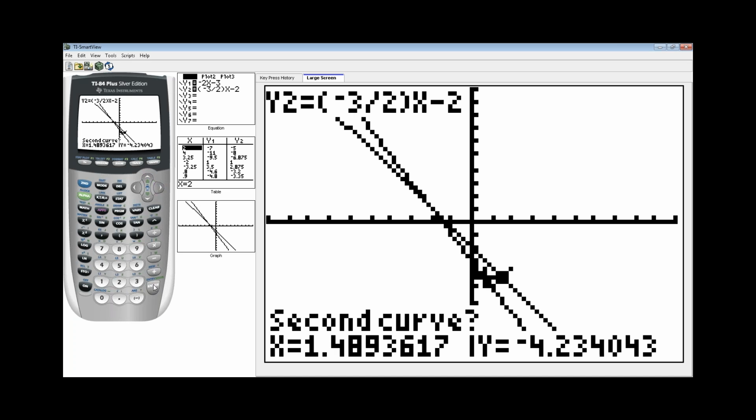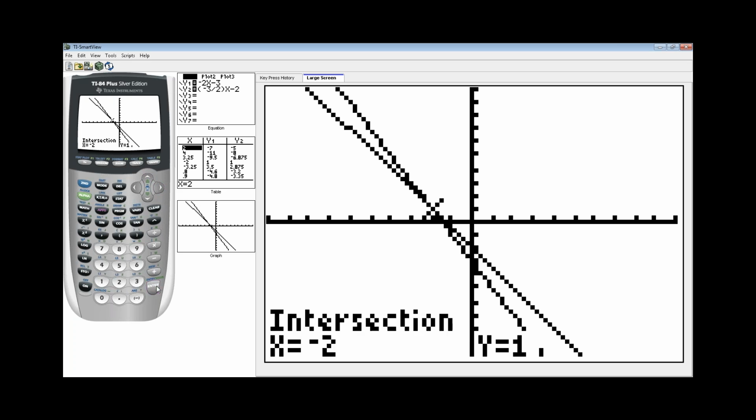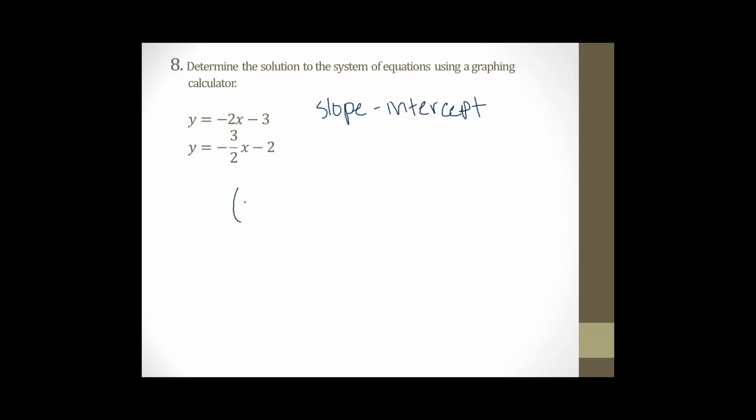So just press enter twice, and now it's saying, do you want me to guess? And I want to say, yes, I do. So you press enter, and it tells you exactly the intersection point. So the intersection point is negative 2, 1. You would write that as an ordered pair, like this.